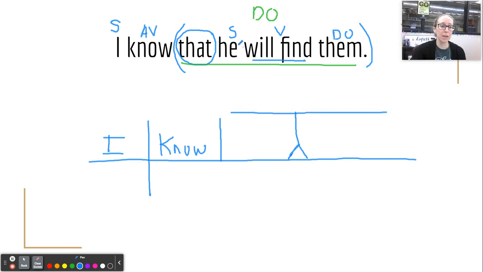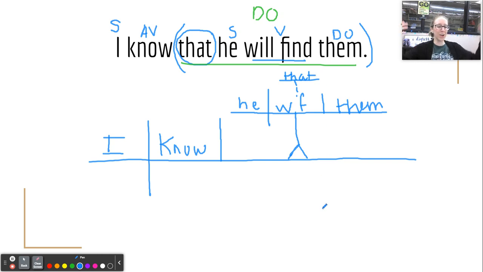So then you just diagram it as normal. We got he as our subject. So he will go here, separate it from the verb, will find, and I'm abbreviating, separate it from the direct object, them. And then we still have this word that. Now remember, if you have a word in a sentence that really has no function, all you do is draw a little dotted line above the verb, put it on a pedestal, and just write it in, that. And there you have it.